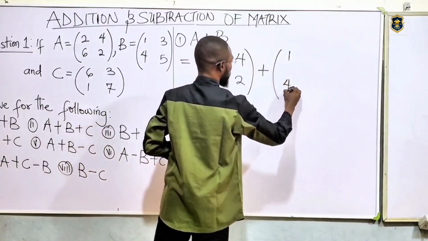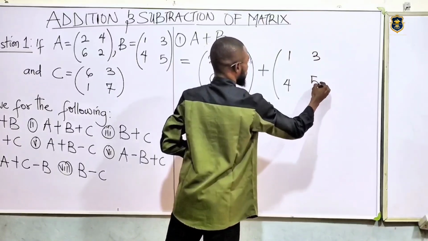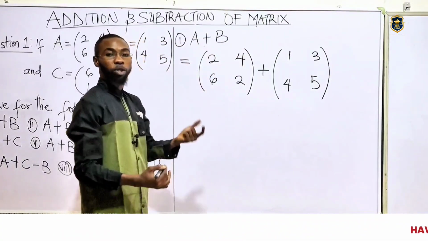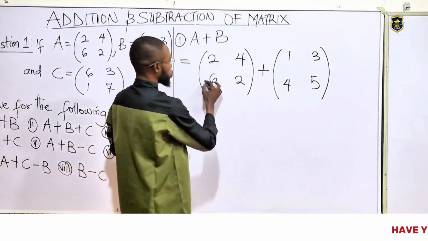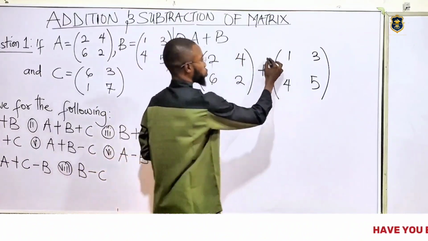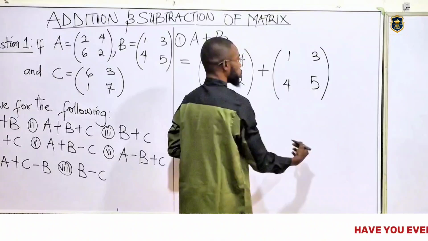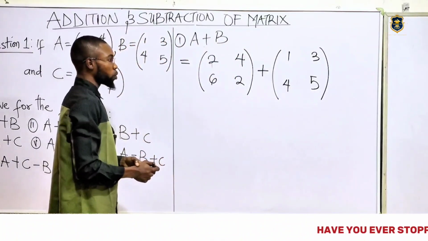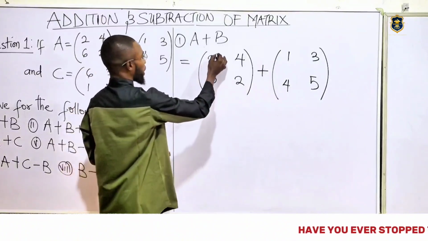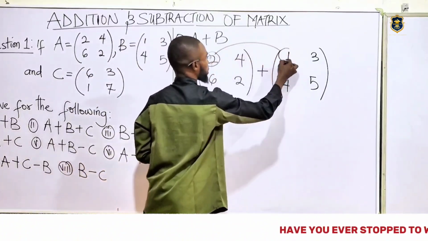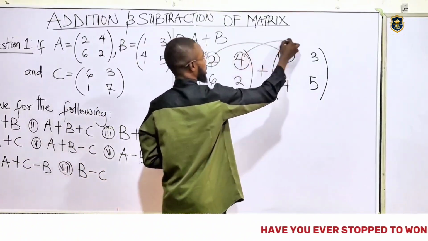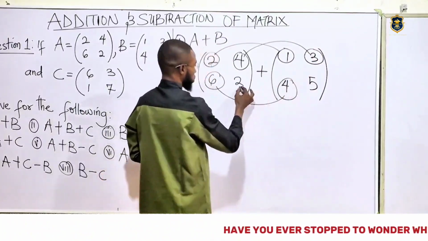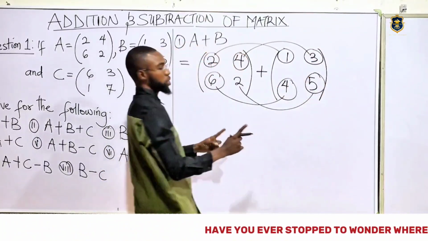1, 4, 3, 5. Mind you, the order of these matrices is 2 by 2. Look, the rows are 2 and the columns are 2. The rows are 2 and also the columns are 2. So they are 2 by 2 square matrices. So what do we do when we are adding? We add this and this, this and this, this and this, as well as this and this, to give us a single matrix.